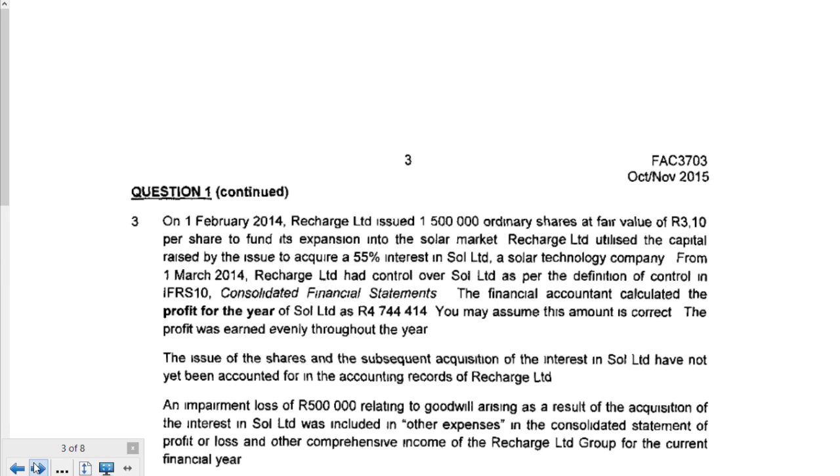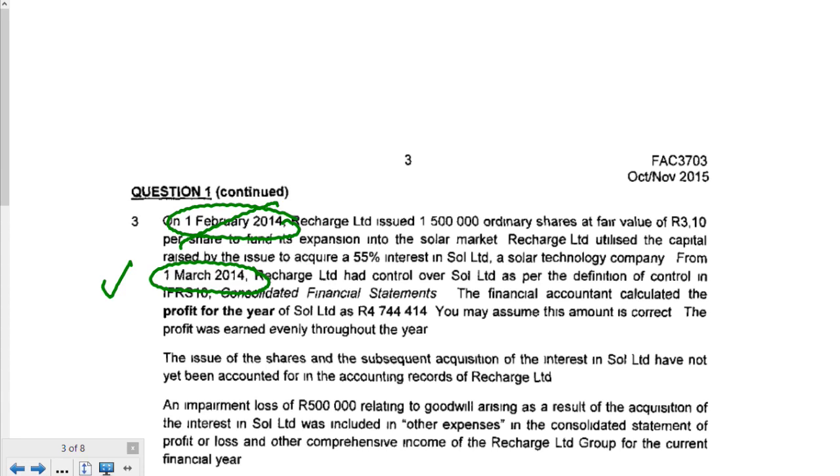But this is the key thing here for this one, is these dates. We issued the shares on the 1st of Feb, but we only acquired control of the assets on the 1st of March. We're not going to use that date. We're going to use this date, isn't it? We use the date that the consideration is received, not the date that I issue the shares. Because when I receive consideration, that's when profit goes up. So that's that one. The issue of shares and subsequent acquisition have not yet been accounted for in the accounting records of Sol. Oh, okay.